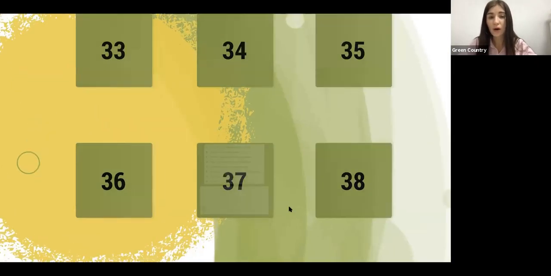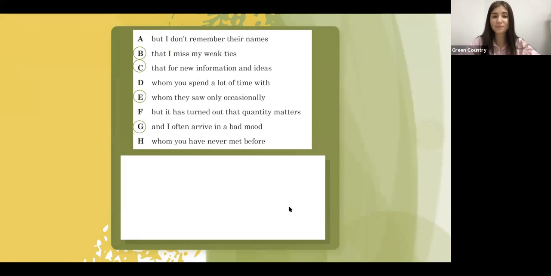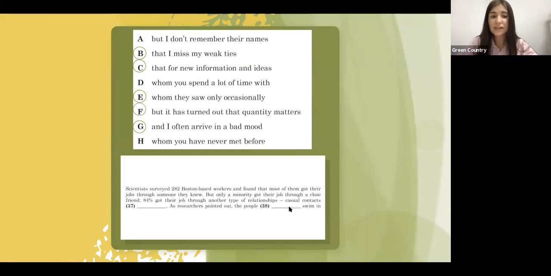Let's go to question 37. Scientists surveyed something, and we have the gap before casual contacts. What are your options here? Contacts, we need some question word, I would say. Yeah, you can see option E. Whom they saw only occasionally. So contacts means people, like maybe relatives or friends, whom you see often, for instance. So here the structure is also the correct one.